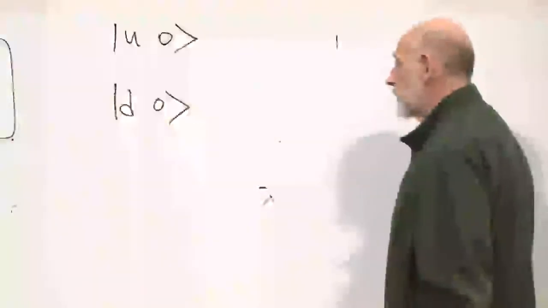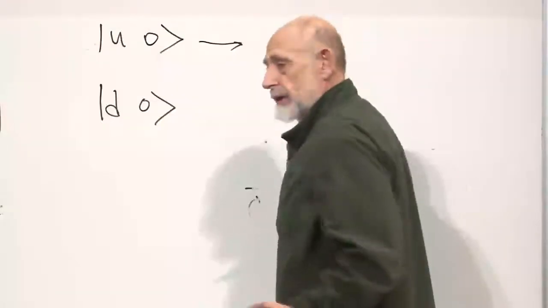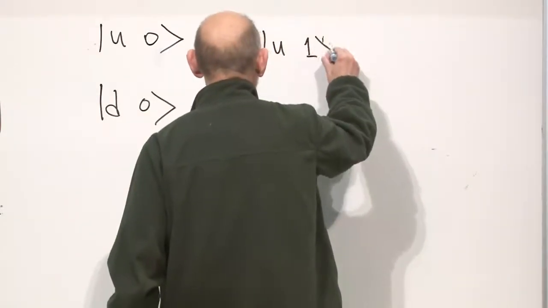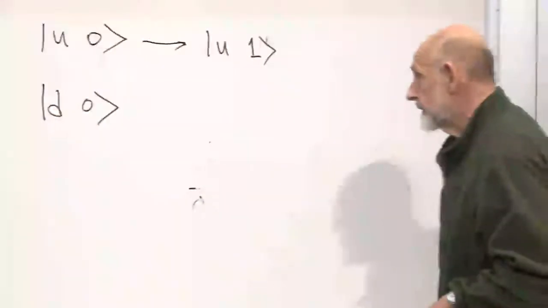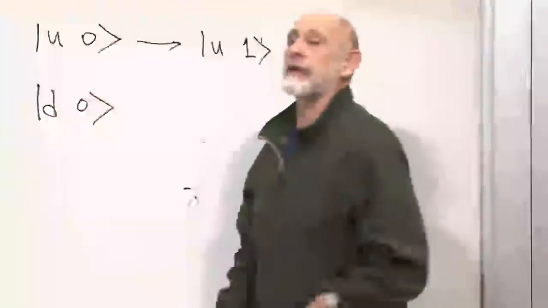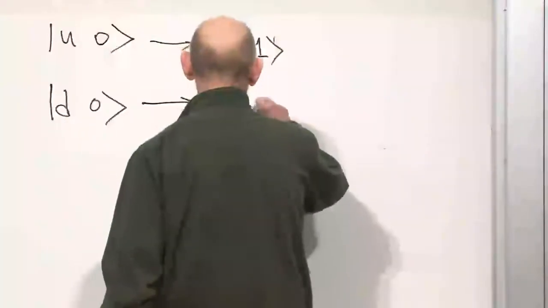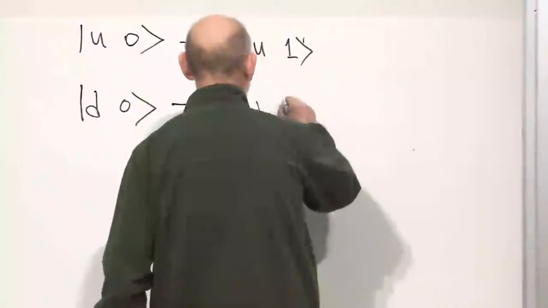Namely, if the combined system starts in the state up, 0, then the detector feels a spin and it jumps to state 1. It goes to up, 1. Nothing happens to the spin. It just activates the detector. On the other hand, if the spin is down, it doesn't activate the detector. That's my rule. So this goes to down, 0. And that's a very good detector of upness and downness.